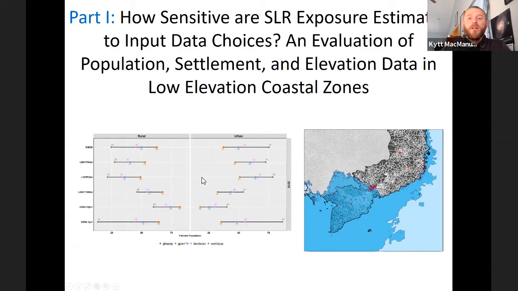First, I want to look at how sensitive sea level rise exposure estimates or storm surge exposure estimates are to our choices of input data. Specifically, I want to look at different elevation data sources, different population data sources, and also different sources of settlement data along an urban-rural continuum. So, classifications of settlement types.